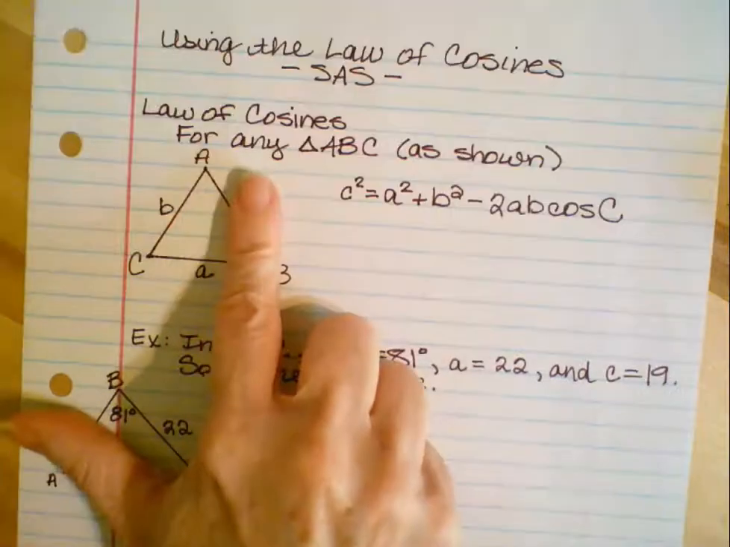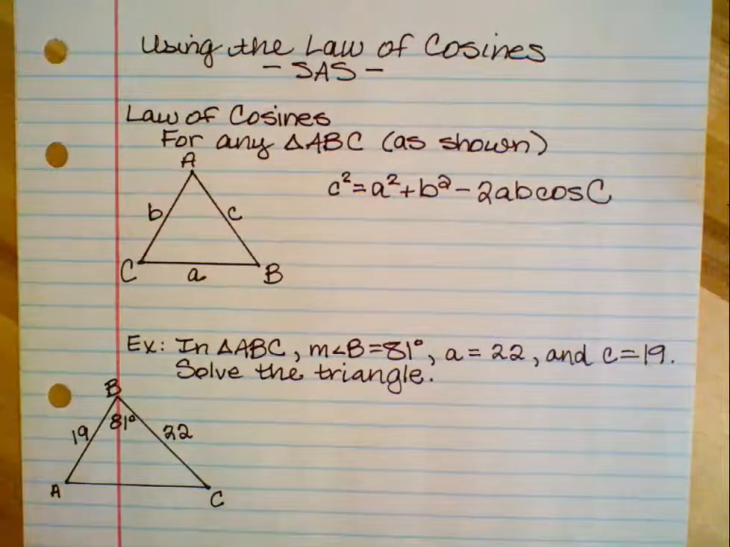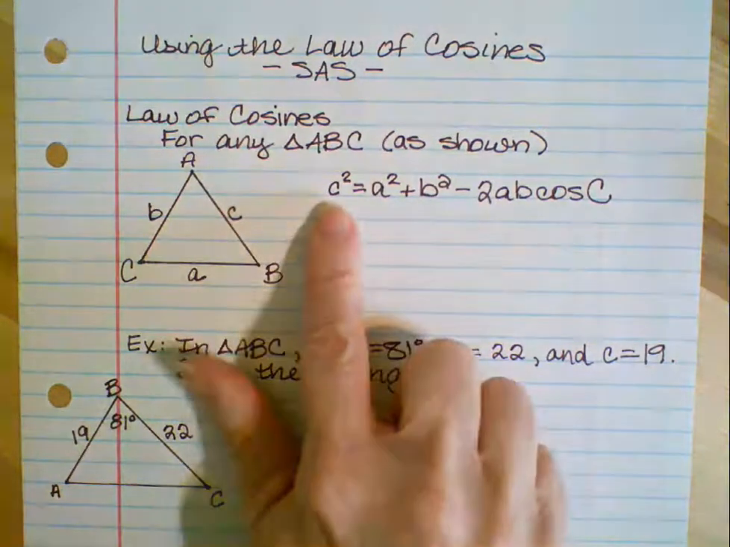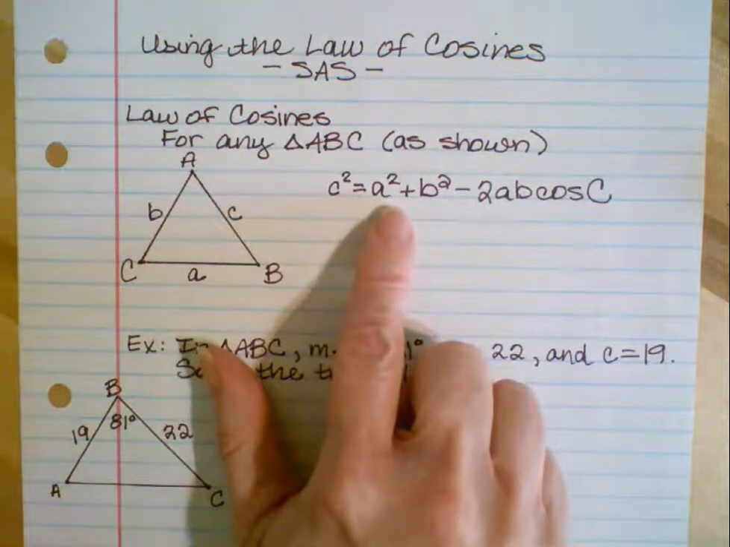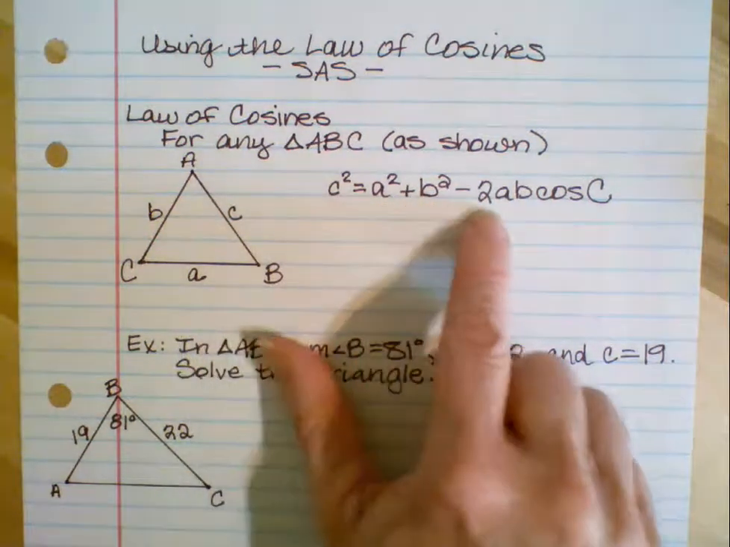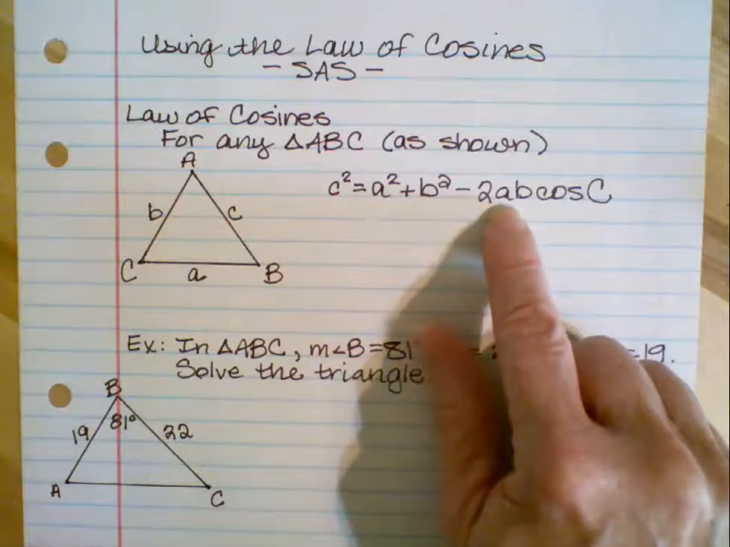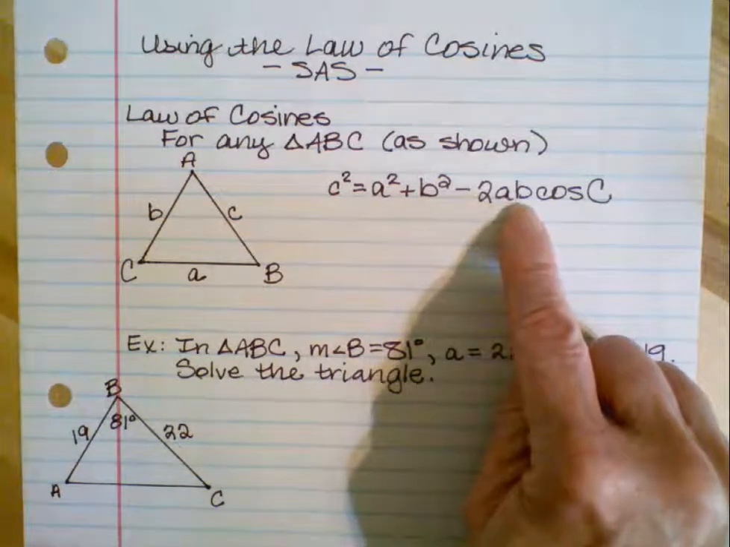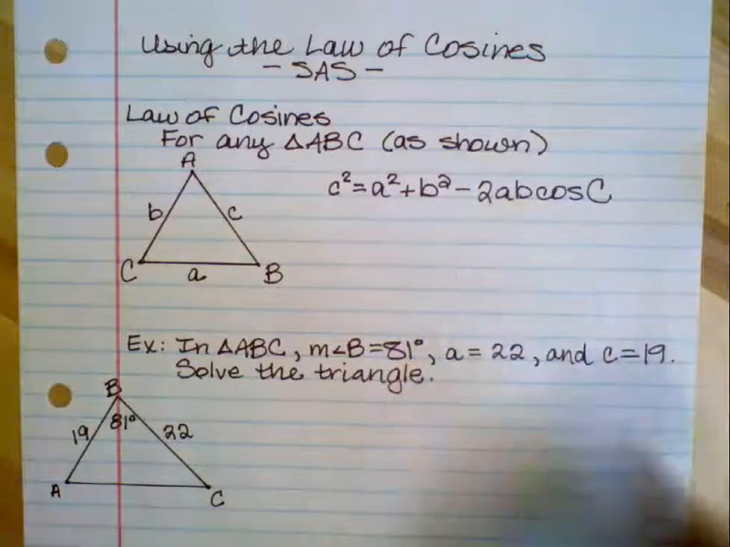The law of cosines, as is stated above, says for any triangle ABC, as is shown, the length of side C squared is equal to the lengths of A squared plus B squared minus 2 times the product of the length of segment A times the length of segment B times the cosine of angle C.